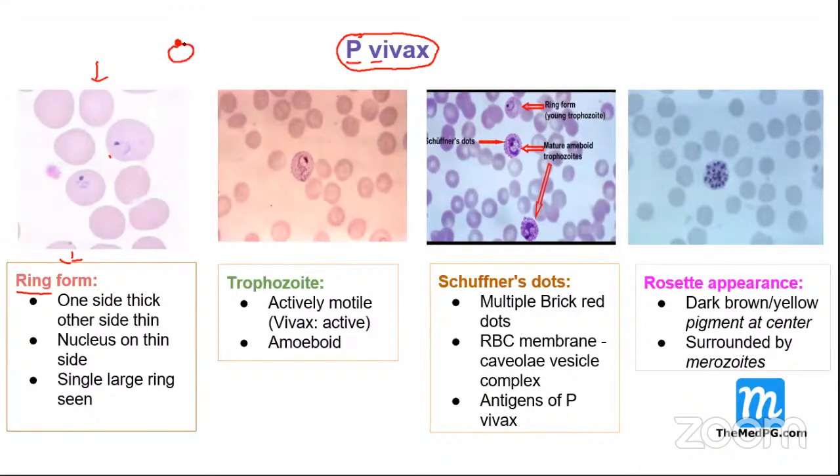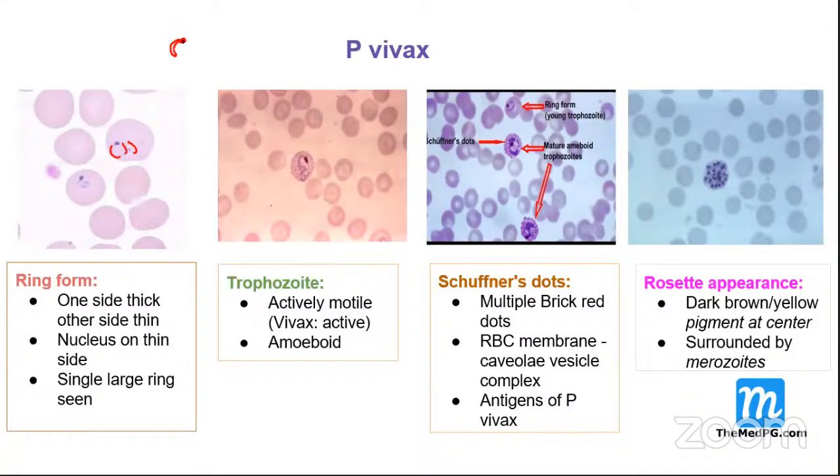So that is the signet ring form. Look at this. This part is nothing but the nucleus, and the central empty area is nothing but the vacuole. And the peripheral rim is the cytoplasm, which is pushed to the periphery. And a very important point that you need to observe here is that one area is thin. Can you observe here? This part is thin and this part of the ring is thick.